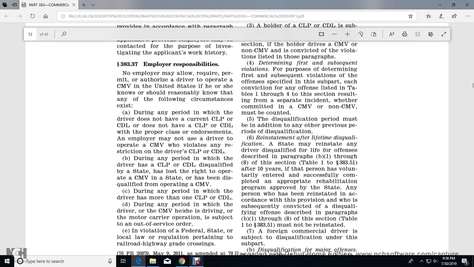383.37, employer responsibilities. No employer may allow, require, permit, or authorize a driver to operate a commercial motor vehicle in the United States if he or she knows or should reasonably know that any of the following circumstances exist. During any period in which the driver does not have a current commercial learner's permit or CDL, or does not have a commercial learner's permit or CDL with the proper class or endorsement. No employer may allow a driver to operate a commercial motor vehicle who violates any of the restrictions on the driver's commercial learner's permit or commercial driver license.